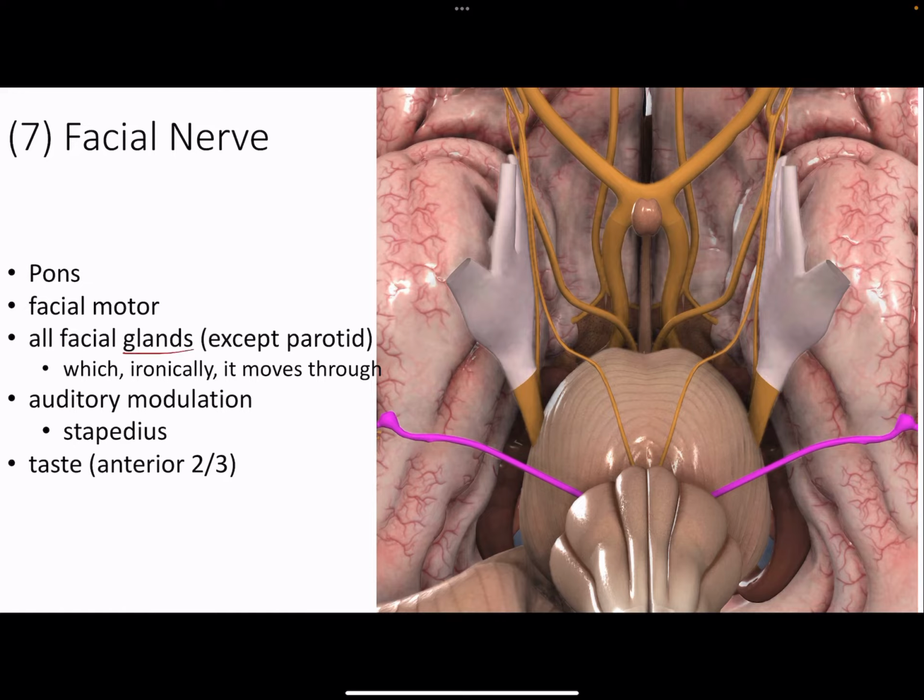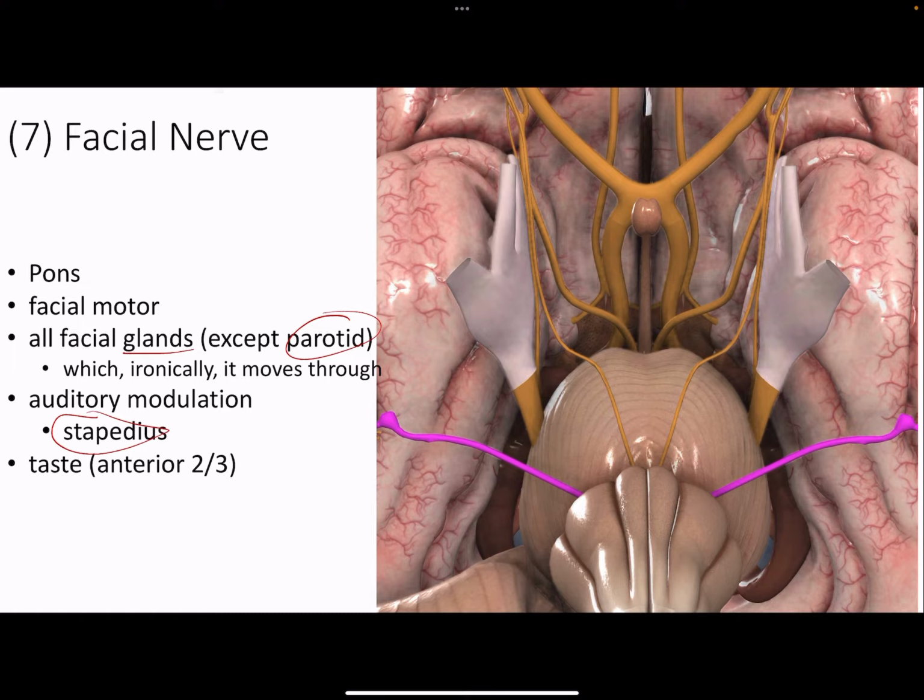It's also going to supply a lot of the glands, except for your parotid, which is kind of ironic because it actually moves through the parotid, and for whatever reason it doesn't innervate that. Also plays a role as the stapedius muscle is innervated by this. The stapedius muscle is going to help with the stapes and the ossicle bones in your middle ear, and it's going to help regulate sound.